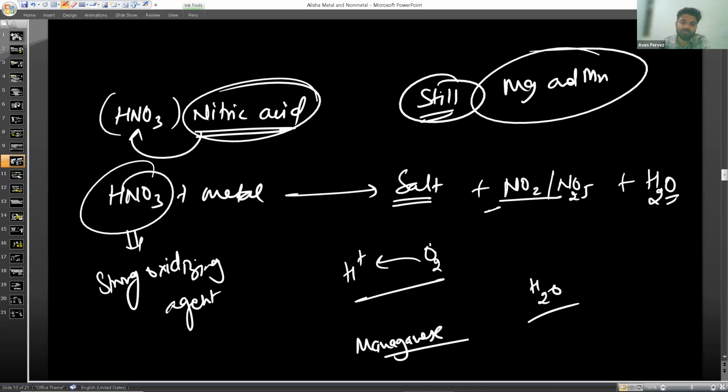Magnesium and manganese are the metals that can produce hydrogen gas on reaction with HNO3. Okay, note it down. So what should I note the question as? The question is: why does HNO3 on reaction with metals not produce hydrogen gas?